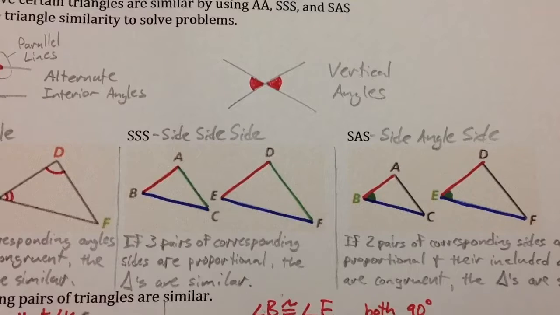Then our side-side-side. If I can prove that we've got three pairs of corresponding sides that are proportional, then the triangles are similar. So let's say that the red one here in this triangle was half the size of this red one, and then this green was half the size of this, and then this blue one was half the size of that, so those ratios were all the same. Then we know that those are similar by side-side-side.